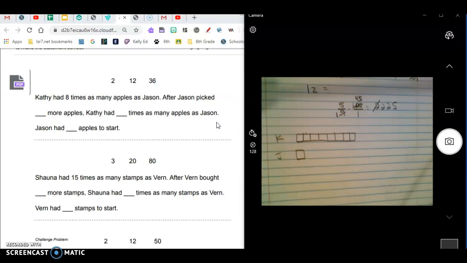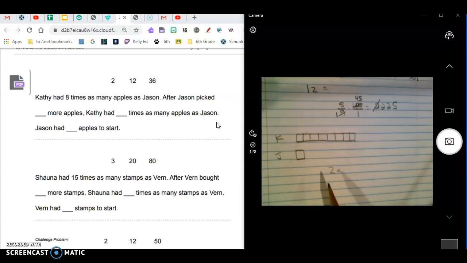So this is just another one of those thinking through it. If she's going to have blank times as many as him, she's starting as 8 times. If he picks more apples and she doesn't, can she have 12 times as many as him after he picks apples? No. Can she have 36 times as many as him after he picks more apples? No. So that tells me that the 2 is 2 times as many as what she's going to have.